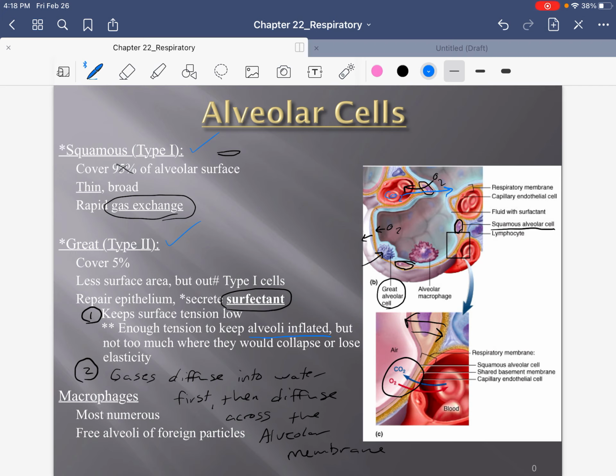But the way the surfactant is made, its composition, the amount that we have, which is not that much, keeps that surface tension low. So we need some surface tension to keep the alveoli inflated, but we have to keep it low. And the fact that, as I said, the surfactant is kind of soapy, like your dishwasher detergent, it keeps the surface tension low.